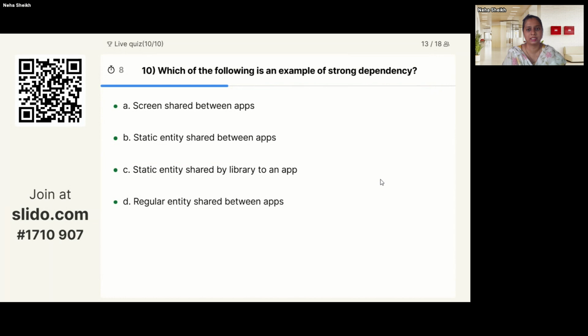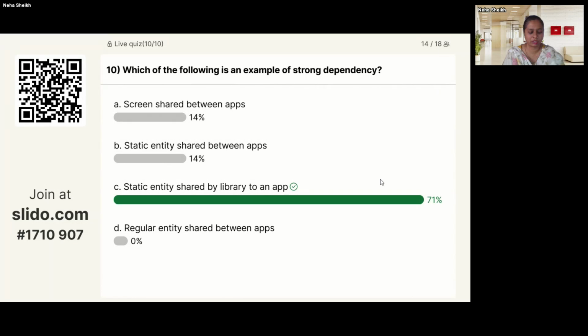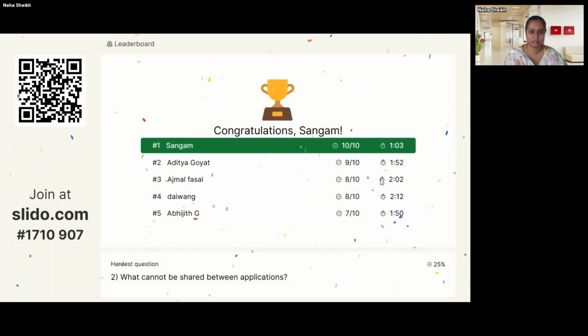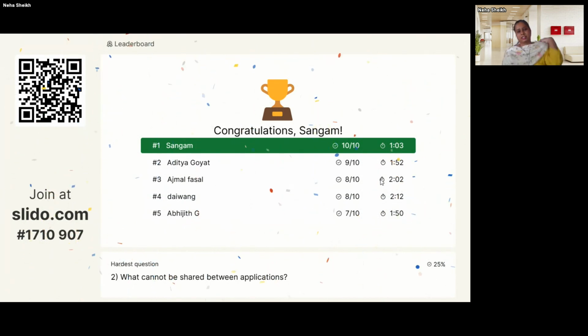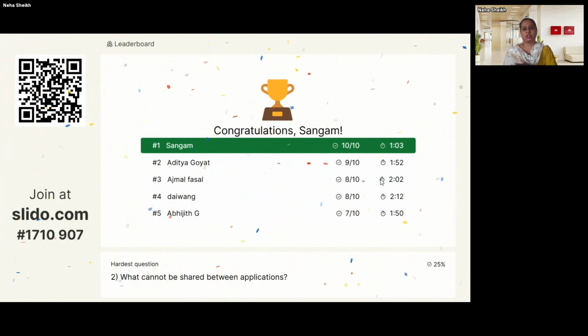Okay, I guess this one got repeated. Let's see. So the answer is C, static entity shared by library to an application, and 71% got it correct. Okay, now let's see the final leaderboard. Sangam as the first one. Then we have Aditya and Ajmal on the third position, Taimang and Abhijit on fourth and fifth. That's great, guys. Congratulations.